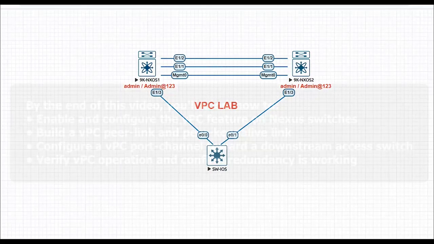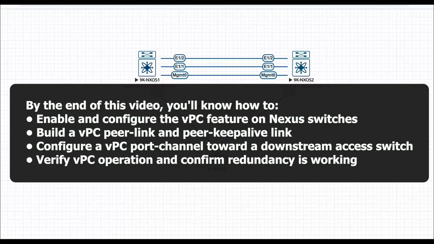By the end of this video, you will know how to enable and configure the virtual port channel feature on Nexus switches, how to build a VPC peer link and a peer keepalive link, configure a VPC port channel toward a downstream access switch, and verify VPC operations and confirm redundancy is working.